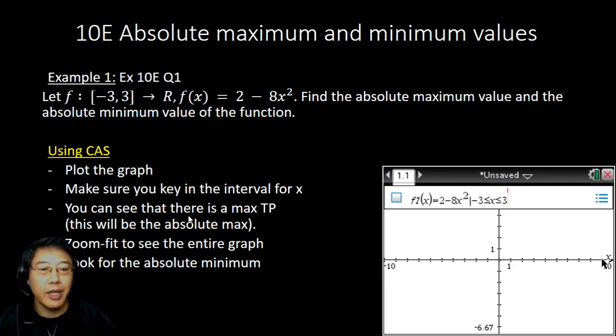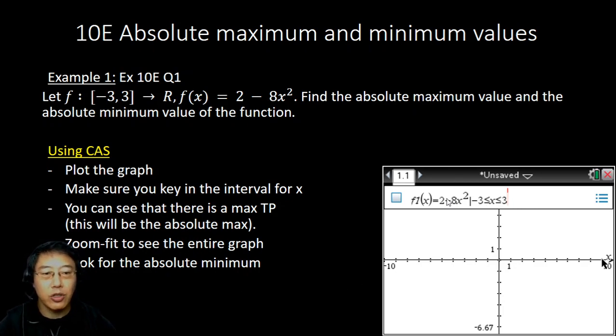Now if you were to use a CAS, it's not really foolproof, but it's good to know. So plot the graph, make sure you key in the interval for x. You can see that there is a maximum turning point, and make sure you zoom fit, very important to see the entire graph. Okay, the calculator will not set the window to include what you require, so it's up to you to scan the graph accordingly, and then you look for the absolute minimum.